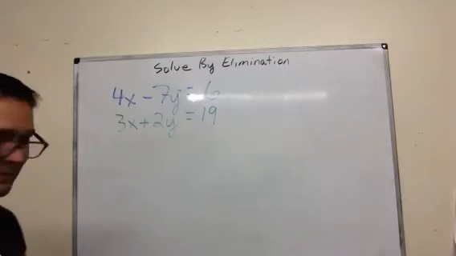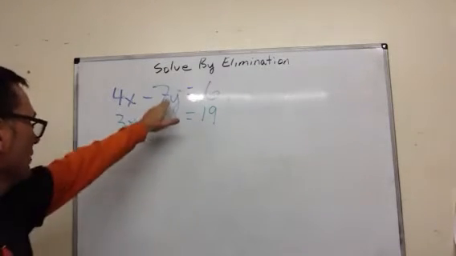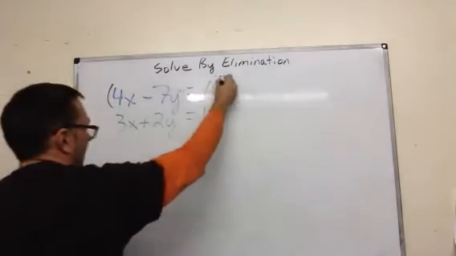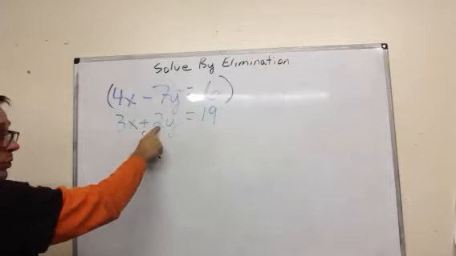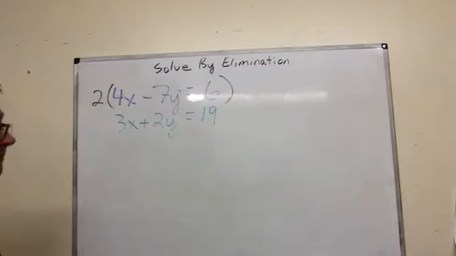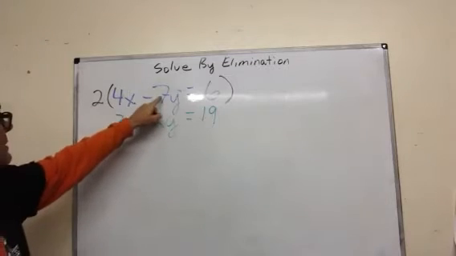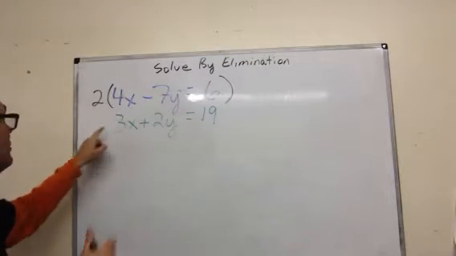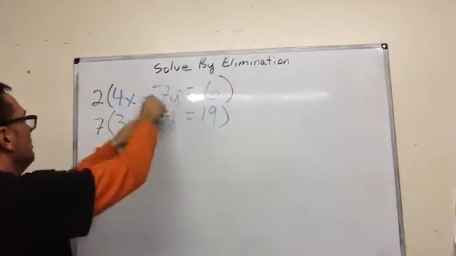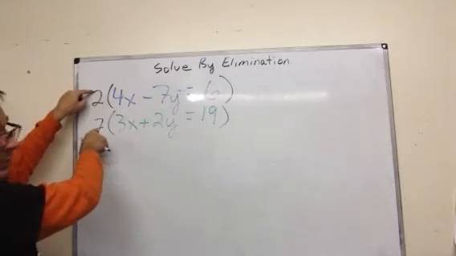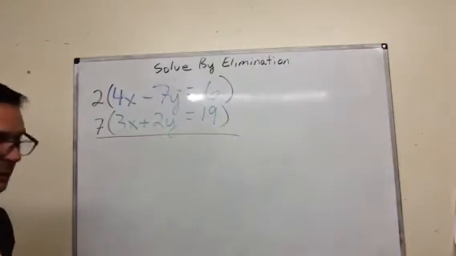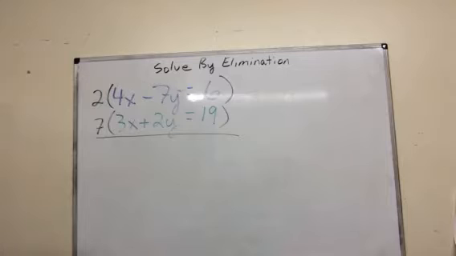Now the easy thing to do is look at the coefficients. Let's eliminate the y's this time. We have a 7 and a 2. Watch what I'm going to do. I'm going to take the coefficient of the 2 and multiply the blue equation by it. I'm going to take the 7 of the blue equation and multiply the green equation by it. So I'm just flipping these numbers and then multiplying through. This will guarantee that we eliminate our y values.